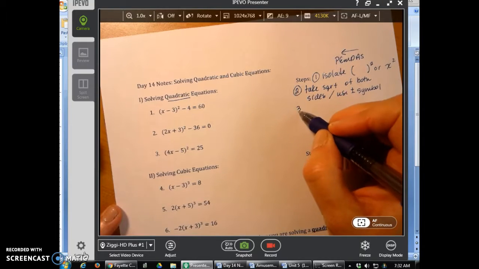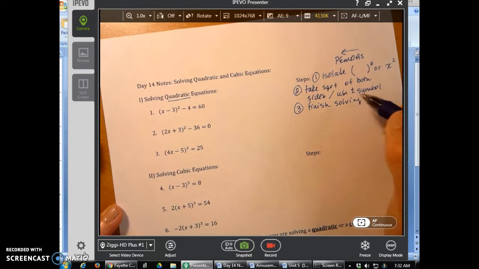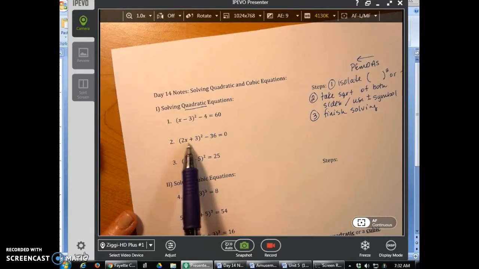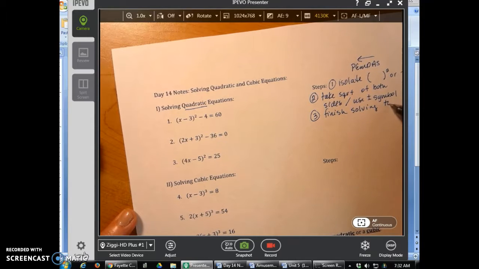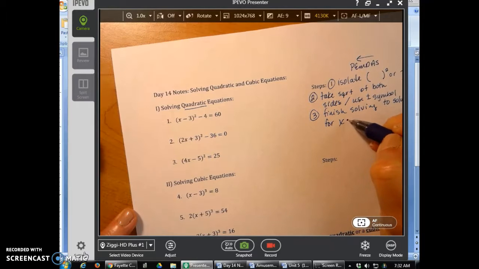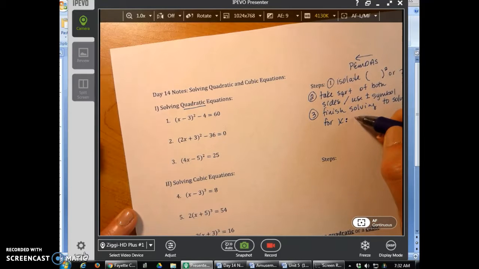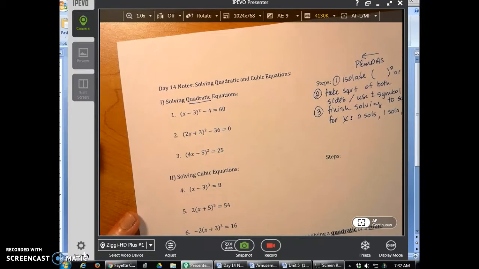Okay, so step 3 will be to finish solving, and that involves a couple of different things, but first and foremost you have to isolate the x inside the parentheses. So you're going to isolate the x, basically solving for x, okay? And again, you use reverse PEMDAS inside the parentheses as well. So you may get no real solutions, you may get one real solution, or you may get two real solutions. Okay, so 0, 1, or 2 solutions.